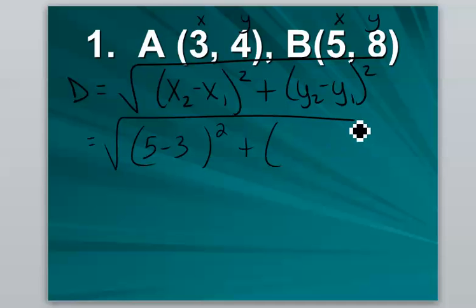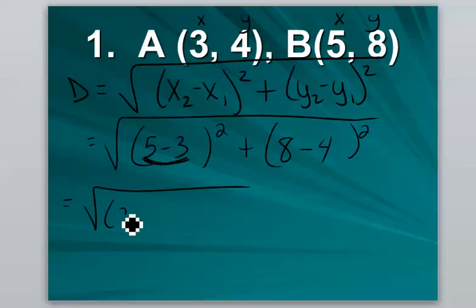And then we want to keep the y's in the same order. Since we started with 5, I'm going to start with the 8 minus the 3 was second, so the 4 will be second. After this, it's order of operations. Underneath our big square root, we're going to do our parentheses first. 5 minus 3 is 2. In this parenthesis, 8 minus 4 is 4.